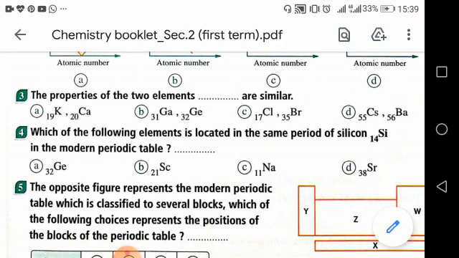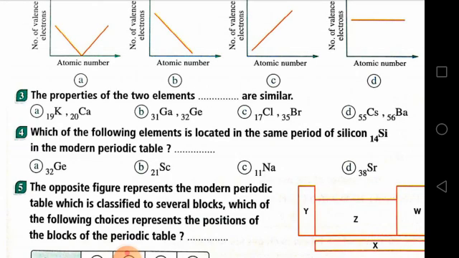In D, cesium 55 and barium 56. Also, the difference is 1. This means these pairs are elements in the same period, not in the same group, because the elements in the same group differ by a number higher than 1. So the correct answer will be C: chlorine and bromine. The difference between them is about 18 electrons. This is correct for two elements in the same group.